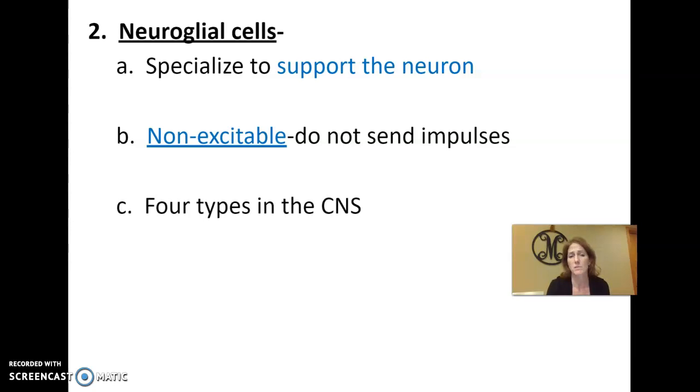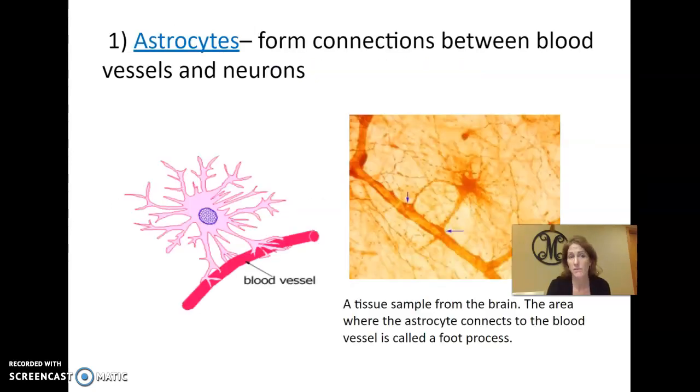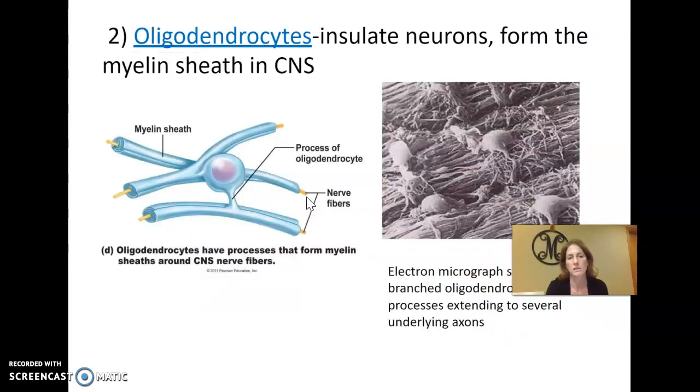There are 4 different types in the central nervous system. The first one is an astrocyte. Astrocytes are star-shaped, for astro, and they're going to connect to a blood vessel. Here's a picture of an astrocyte connected to a blood vessel. They are going to help to remove waste and carry nutrients.